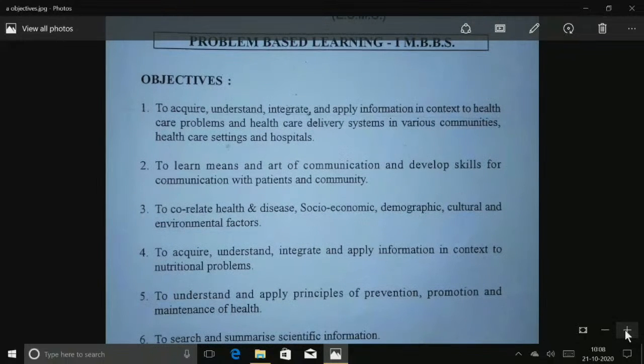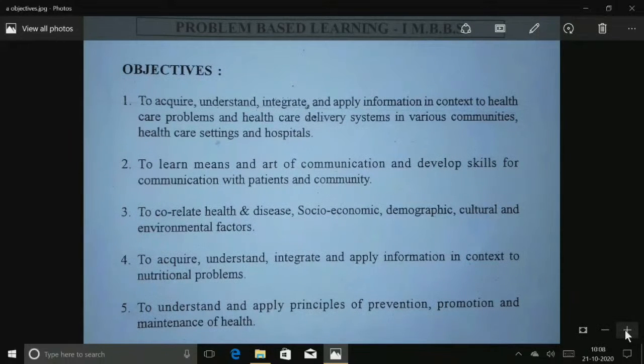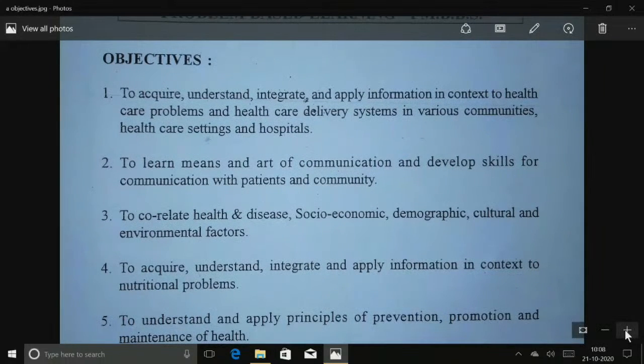Read it again. So these are the objectives.